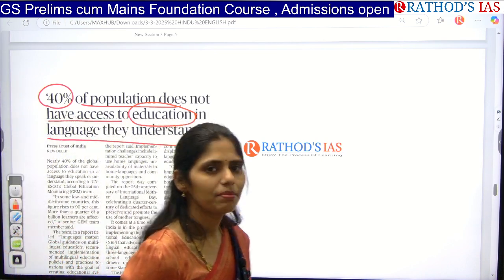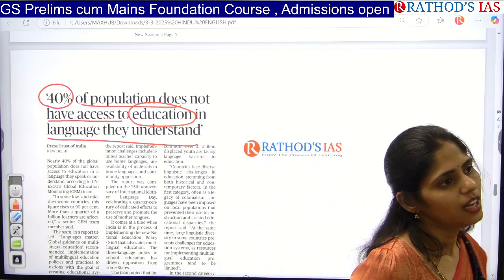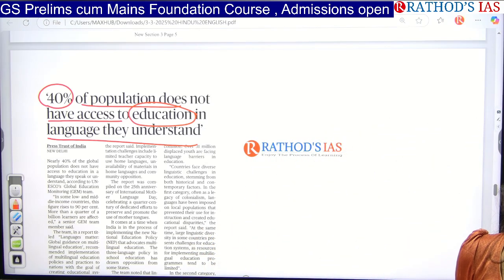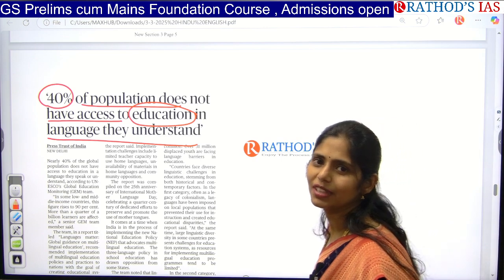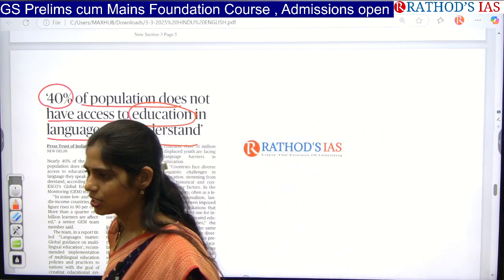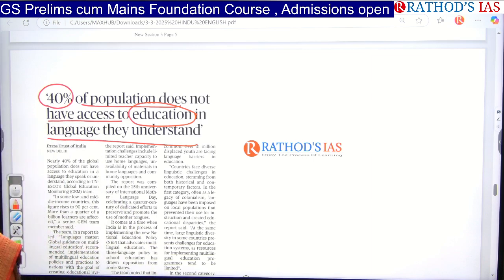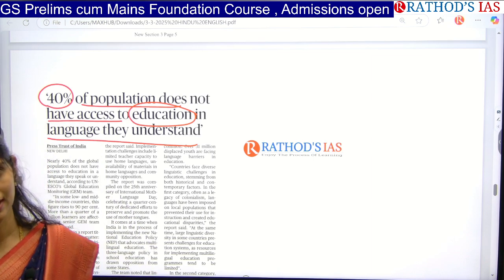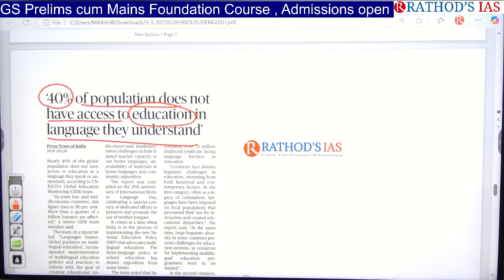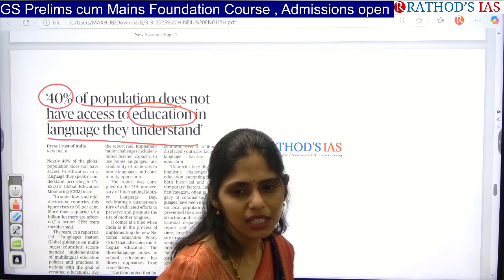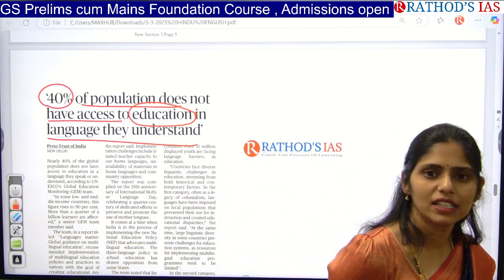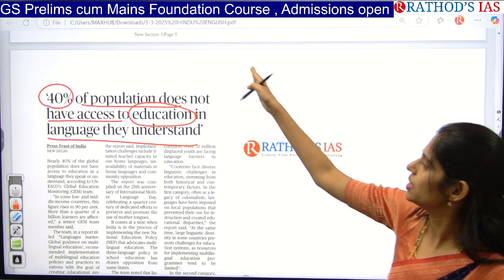For example, Marathi is your mother tongue, but if you have joined an English medium school, then the classes will be taken in English, so you cannot understand properly what the teacher is teaching in the class. So that is what is happening. That means you can understand that teaching is not happening in the mother tongue. That is the inference you can get from this title.